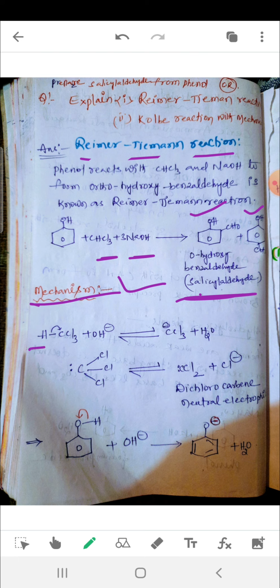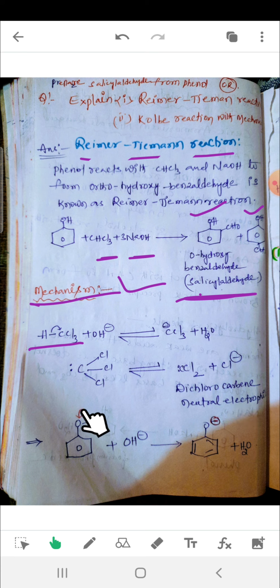We are going to observe chloroform, CHCl3, and its formation. For our convenience, write it down like this. OH minus is there, H is removed and water is formed, giving the CCl3 carbanion. This has a negative charge with a lone pair. This is the CCl3 structure. Then one chlorine leaves as Cl minus, giving CCl2. Dichlorocarbene is formed, a neutral electrophile.